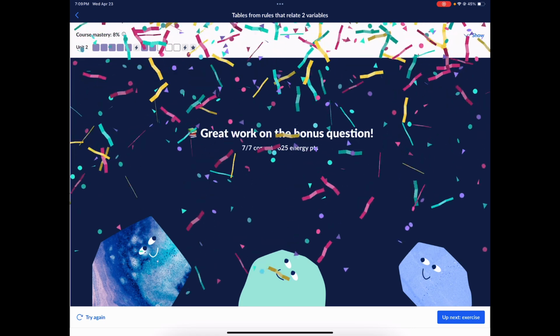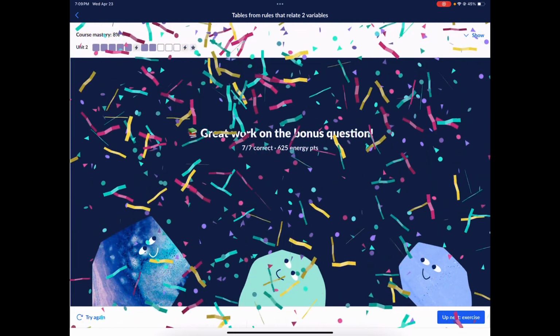So now we only have 3 more to go, and then we're good. All right, graphs of rules that relate to vehicles. Let's see what we got here.